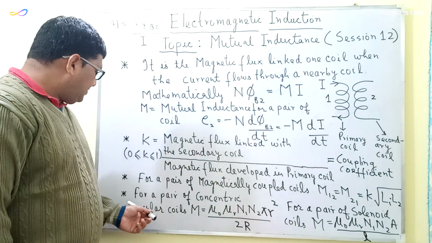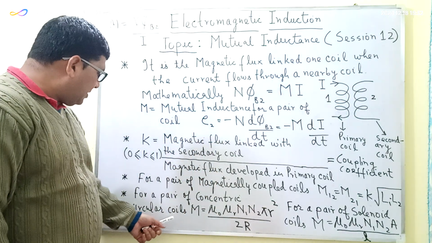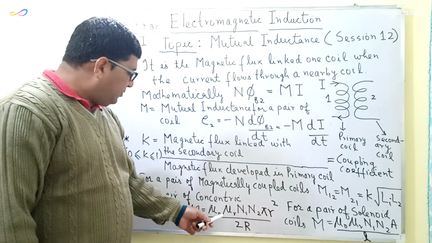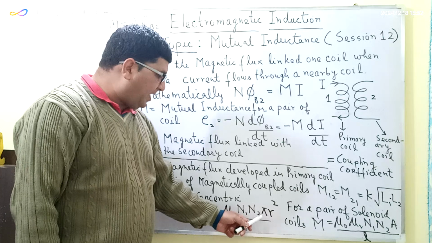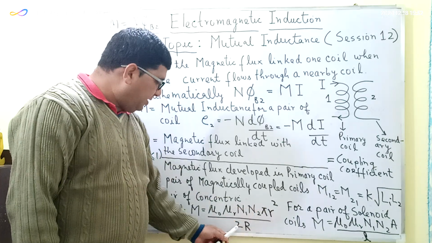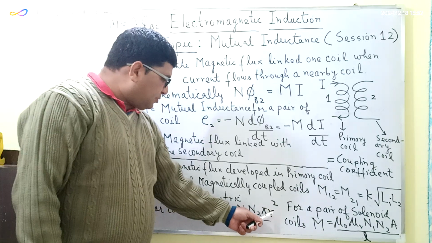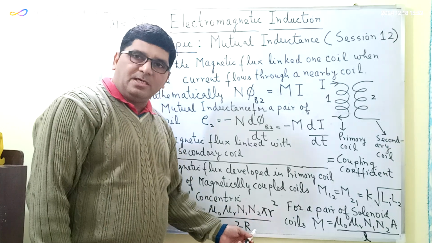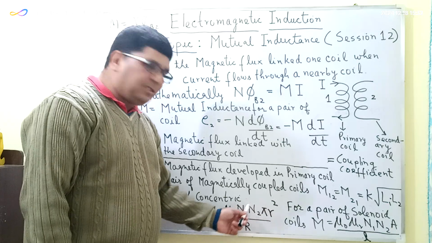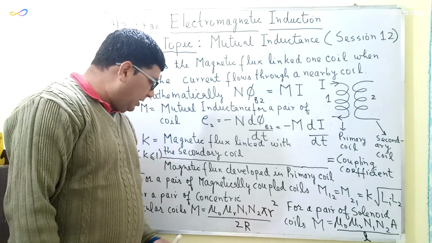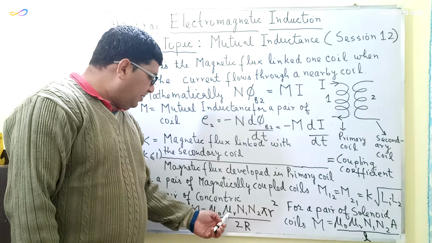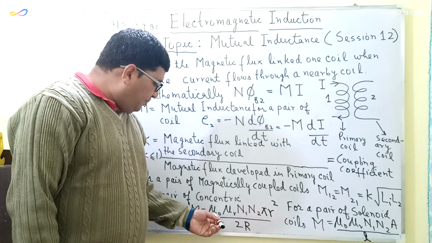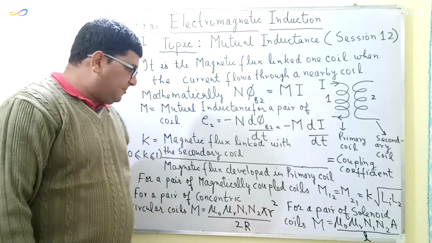And the last important point is that for a pair of concentric circular coils, the mutual inductance M will be given by mu naught into mu r into N1 into N2 into pi small r whole square divided by 2 capital R. Here small r is the smaller radius, capital R is the bigger radius, N1 and N2 are the number of turns in the two coils, mu r is the relative permeability of the core, and mu naught is the permeability of free space.